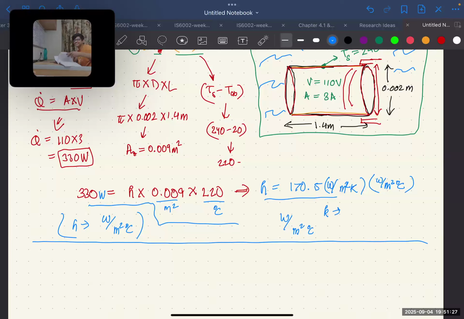Okay. Moving on to the next problem. I hope it's clear to everyone. If there are any doubts, you can always put them in the chat, or later you can discuss with me over Teams or even in person if you want. Moving to the next problem, which is from week 2.